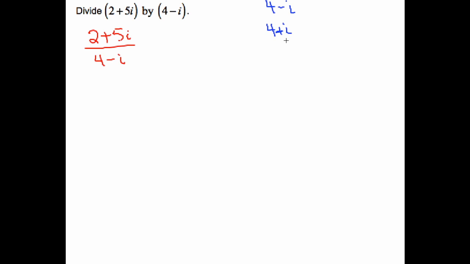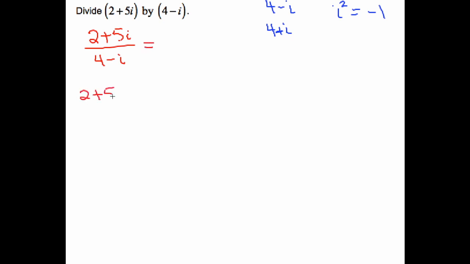Why do we do this? Well, that's because 4 minus i times 4 plus i will give us 4 squared minus i squared. And we know i squared is negative 1, and we don't have any terms with an i. So my next step is to do just that.